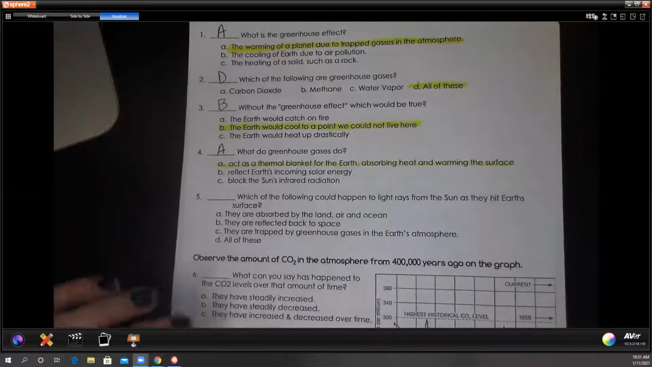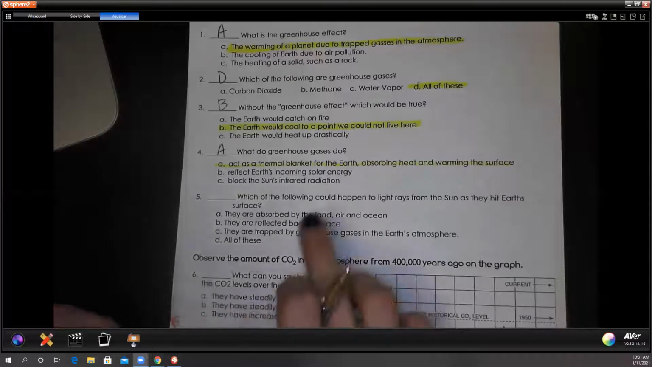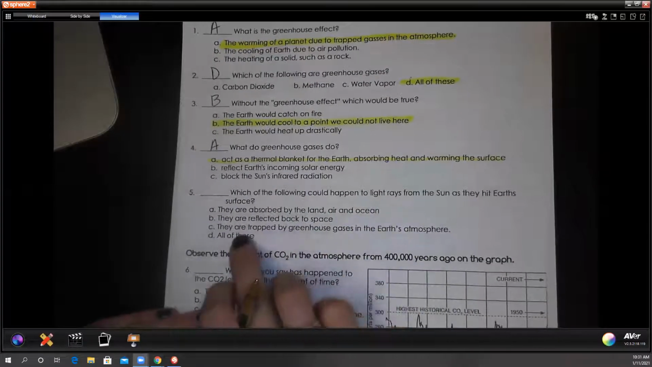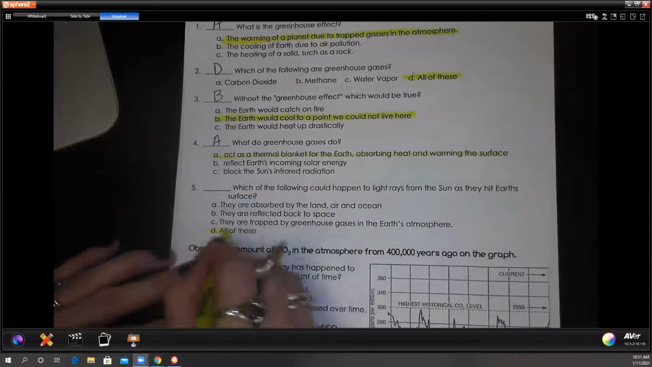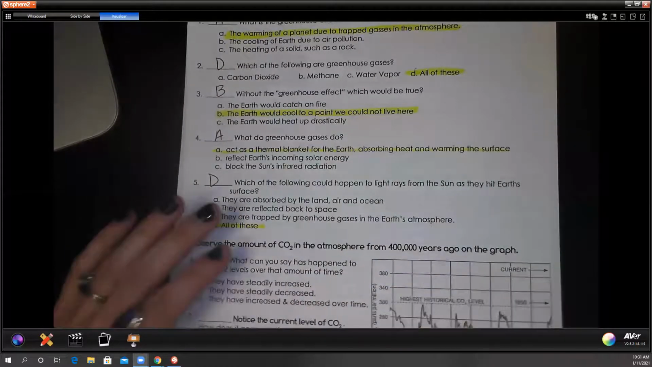Which of the following could happen to light rays from the sun as they hit Earth's surface? Ethan. D as in dog. This makes it hard for me to hear you guys. Yes, so they're absorbed by the land, right? And the ocean. They reflect back into space, and they're trapped. Very good.